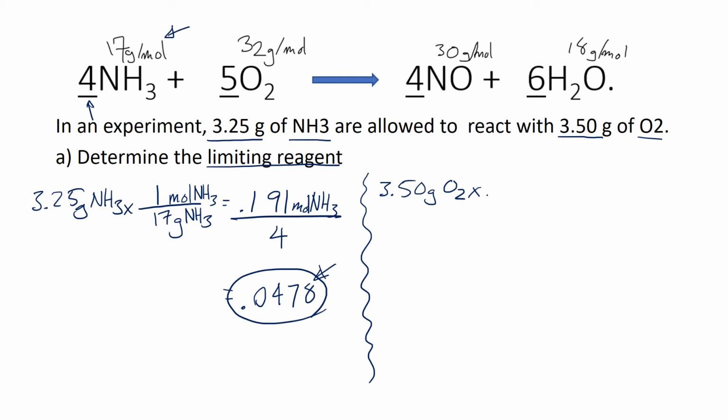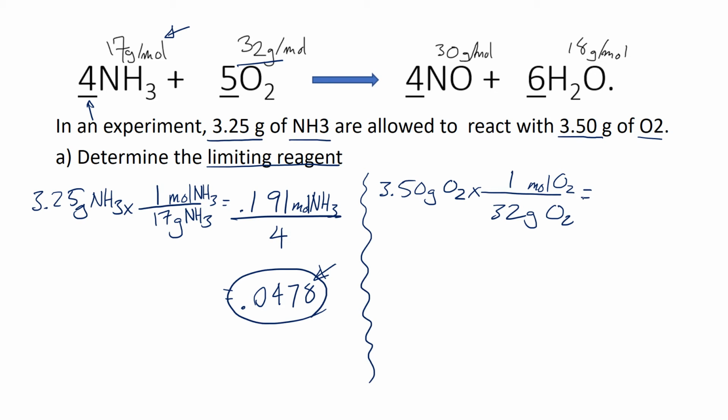And here, let's do the same procedure. So let's convert to moles. So grams on the bottom, moles on top, right? That's how we convert to moles. O2. We already know that 1 mole of O2, look right here, is 32 grams.